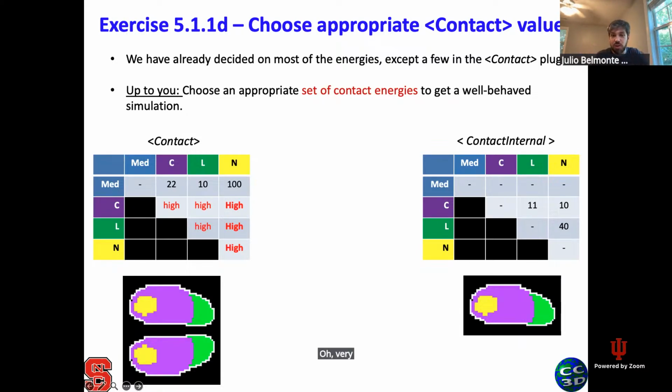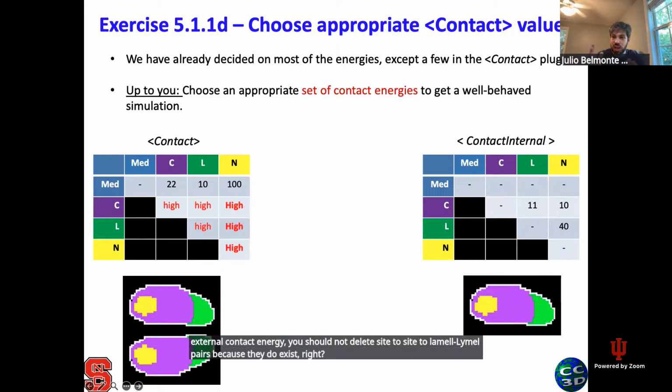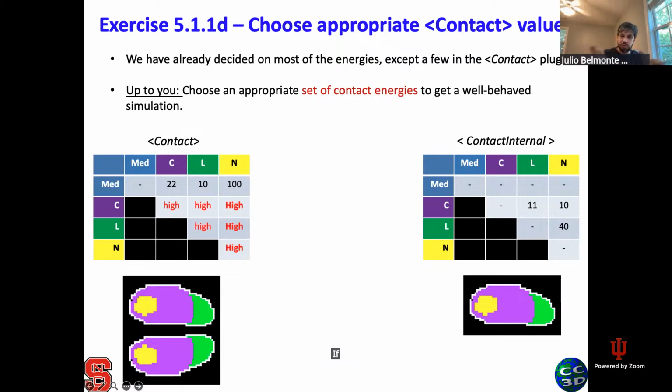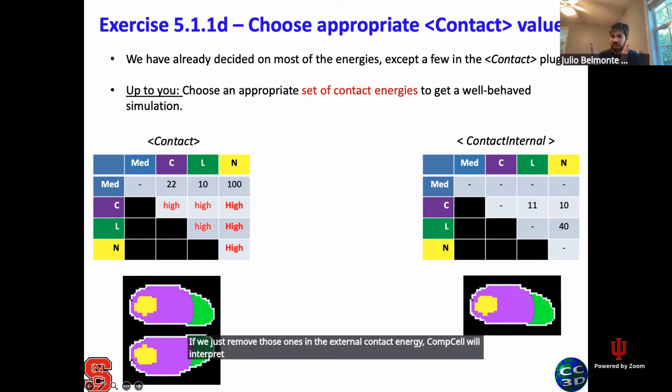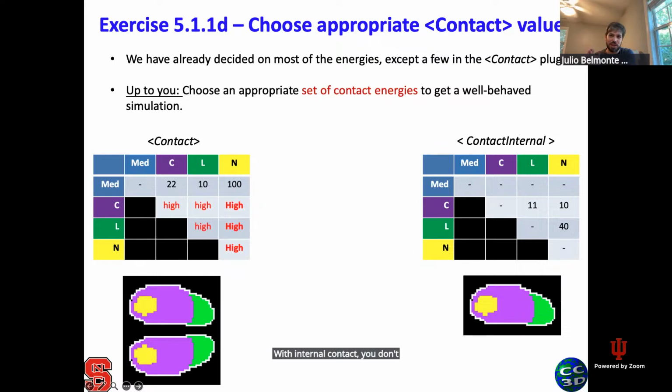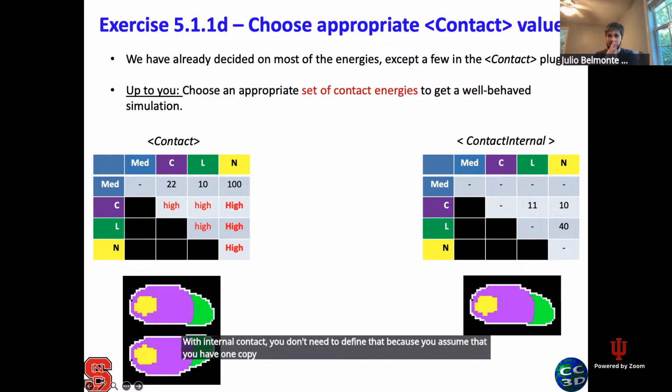Very good question by Nathaniel. In the external contact energy, you should not delete cytoplasm-lamellipodium pairs because they do exist, right? You do have a cytoplasm next to a cytoplasm of another cell. So they do come in contact, so you should define them, and define them high. If you just remove those in the external contact energy, CompuCell will interpret this as having zero energy, so they will stick with one another. So you have to leave them for sure. In the internal contact, you don't need to define that because you assume that you have one copy of each compartment type inside. So you can skip that. But for the external one, you should have all of them, all the possible pairs.